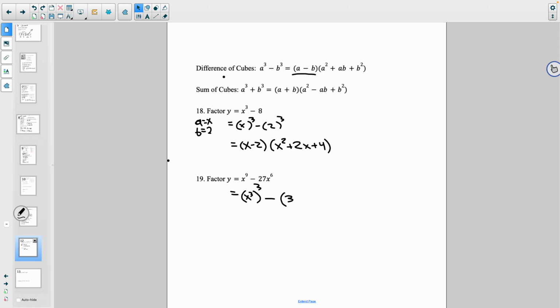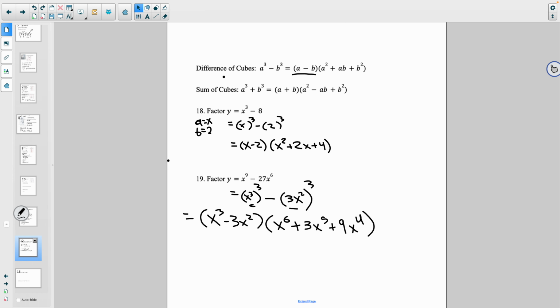And here we can just basically take 6 and divide it by 3, and we're left with 3x squared. So 3x squared cubed is going to give us 27x to the 6. So these are my a and my b. A is x cubed, and b is 3x squared. So if I write this out, we want a minus b, so x cubed minus 3x squared. We could factor this even more, and then we're left with a squared, which is x to the 6, plus ab, which is plus 3x to the 5th when I multiply x cubed and 3x squared together. And lastly, 3x squared is going to give us plus 9x to the 4th, right?